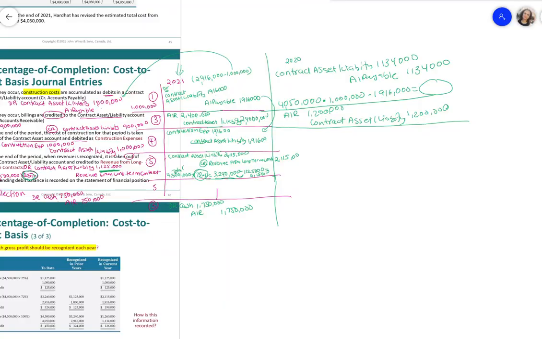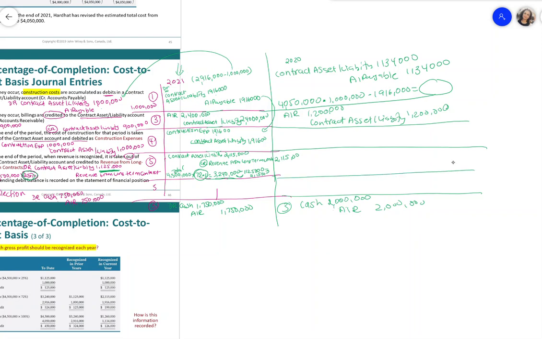We collected 2 million. So that will be my third entry. My third entry is for the collection. When you collect it, debit the cash, and credit your accounts payable. In this case, it was 2 million was my collection, and that was 2 million. And then we're going to do our fourth entry, and then we are going to do our fourth and our fifth entry.